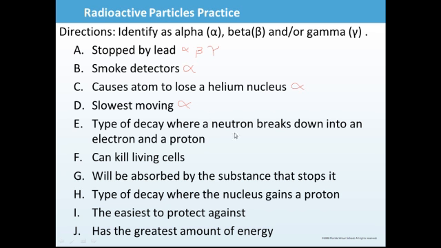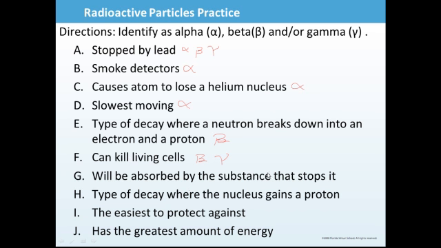Which type of decay has a neutron that breaks down into an electron and a proton? That was our lovely beta decay. Which one can kill living cells? Alpha, not so much. Alpha's pretty safe, so for our official answer, we're going to put beta and gamma. Both of those can kill living cells.